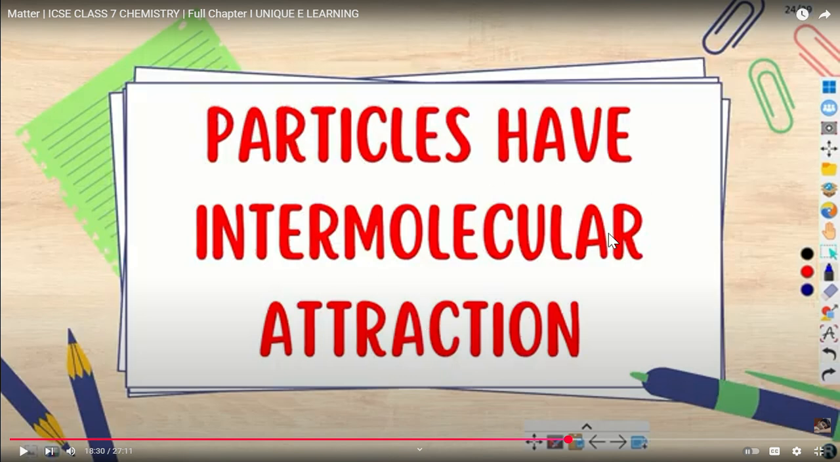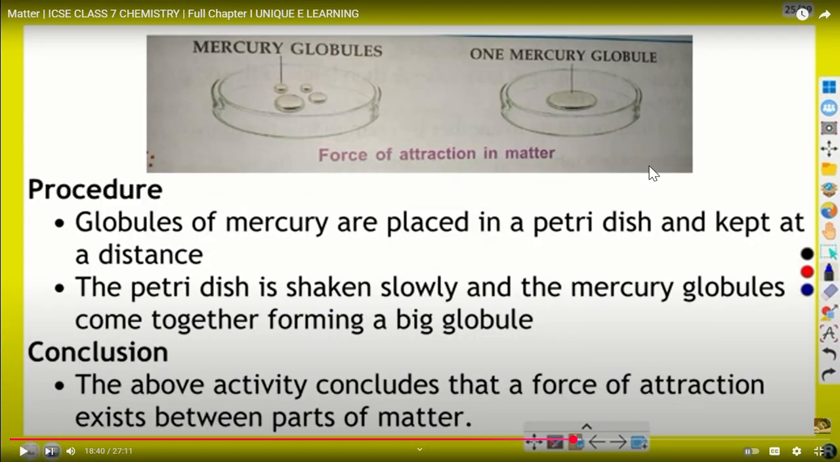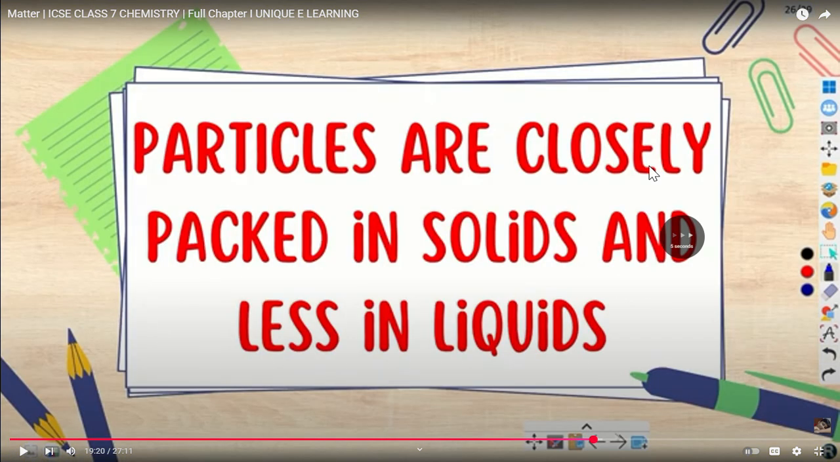Particles have intermolecular attraction. See what they do. Globules of mercury are placed in a petri dish and kept at a distance. The petri dish is shaken slowly and the mercury globules come together, forming a big globule. The above activity concludes that a force of attraction exists between the particles of matter. Take a screenshot and learn this by heart.